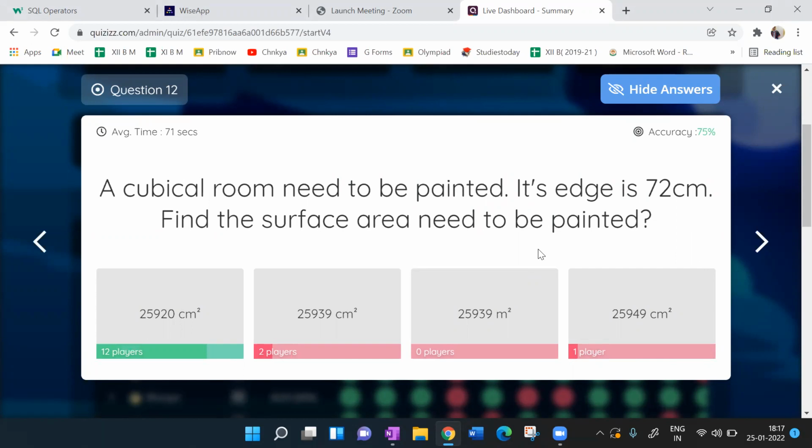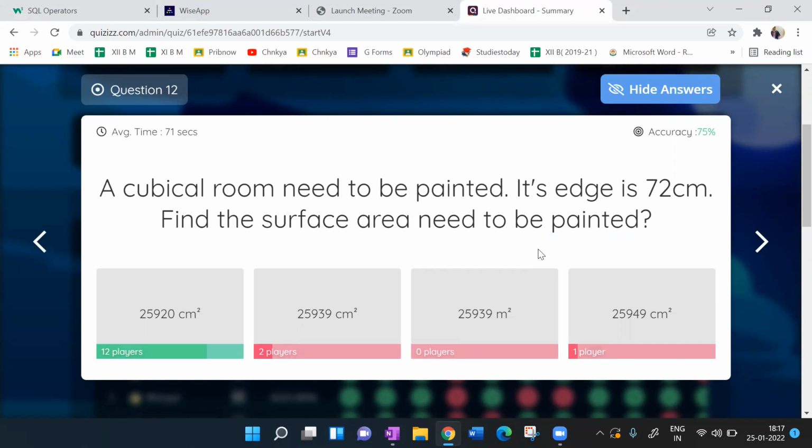So 5a square. How many of you did this? Three members attempted, and three of you have done it wrongly. Sir, I have made a mistake. I took 4a square. Sir, why? It's actually 5a square. Why if you take four?